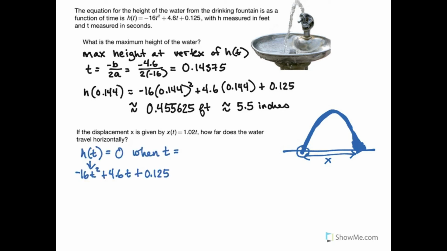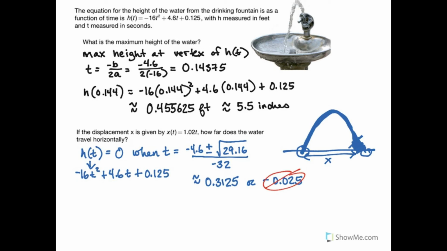So I'm going to solve h of t equals 0 using the quadratic formula, and I'm going to get t equal negative 4.6 plus or minus the square root of 29.16 divided by negative 32, or approximately positive 0.3125 or negative 0.025. Now the negative value is because our initial height was not 0, but that's not the one we want. We want the positive one.